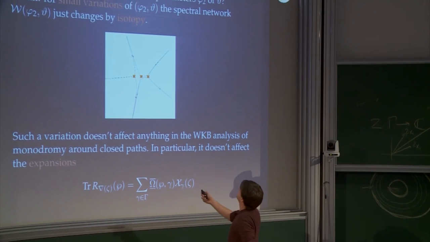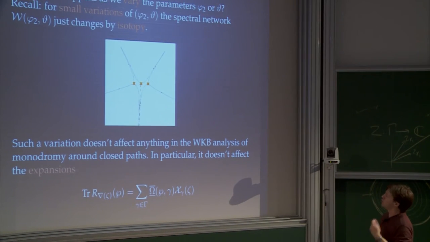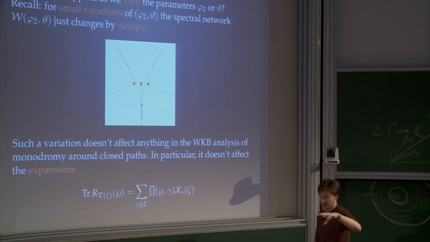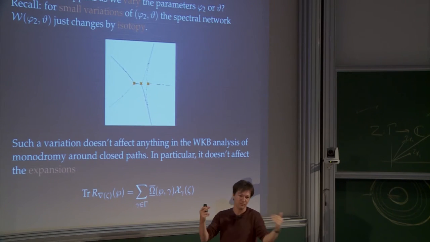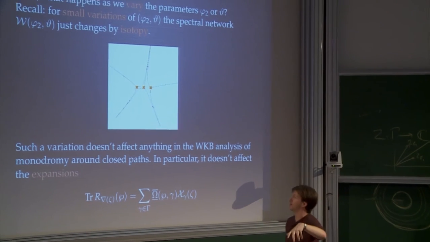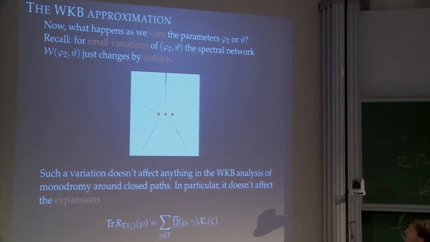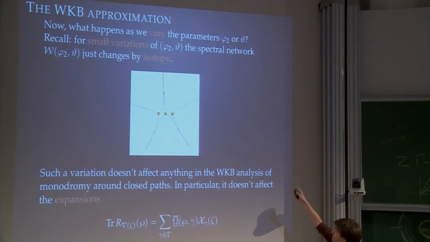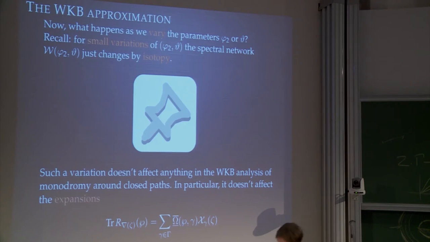Okay, so now we can come back to the question. We're studying these asymptotics, and what happens now if I try to vary the parameters? So I move a little bit in the Hitchin base, or I move my phase theta. Remember the phase: we're studying asymptotics just in some half space, and theta is controlling which half space we're looking at. So let me remind you of what happens. If we vary the parameters phi 2 and theta just a little bit, then this spectral network just changes by an isotopy.